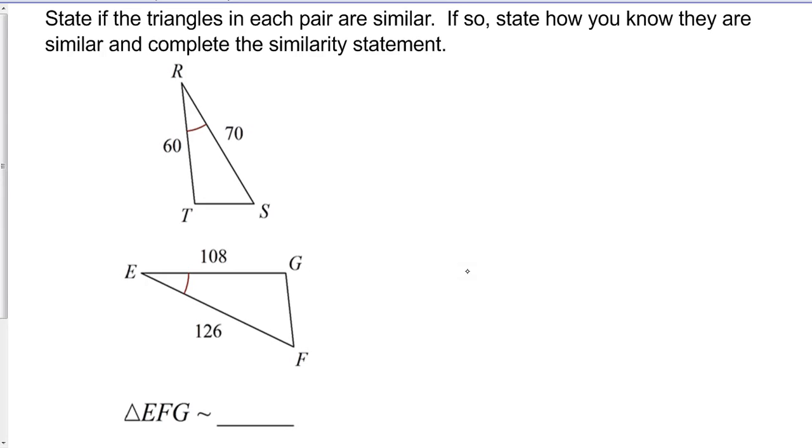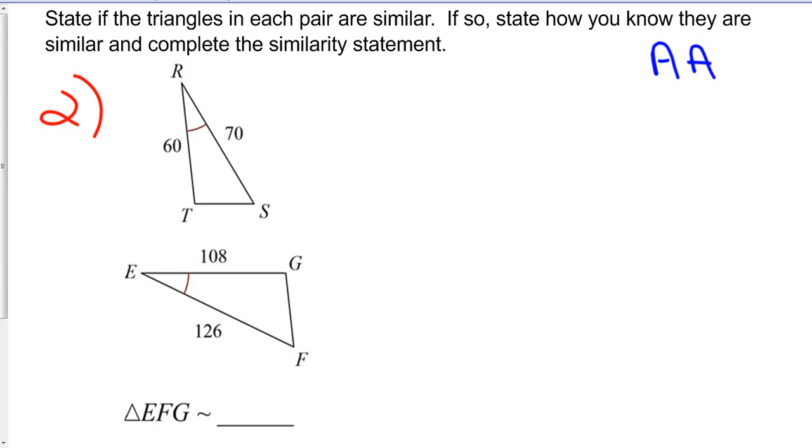All right, our directions for the first one that we're going to do, we're actually going to do problem number 2. State if the triangles in each pair are similar. If so, state how you know they are similar and complete the similarity statement. Please remember that for similarity, there were 3 ways to do that.